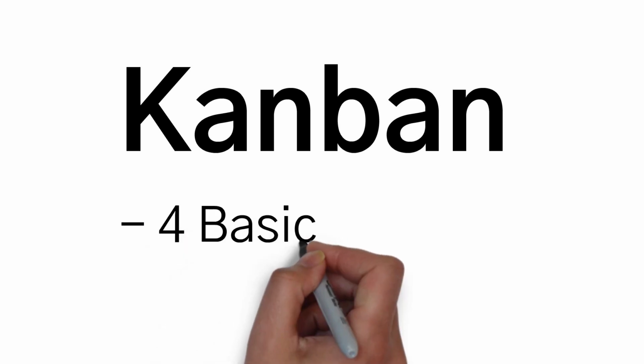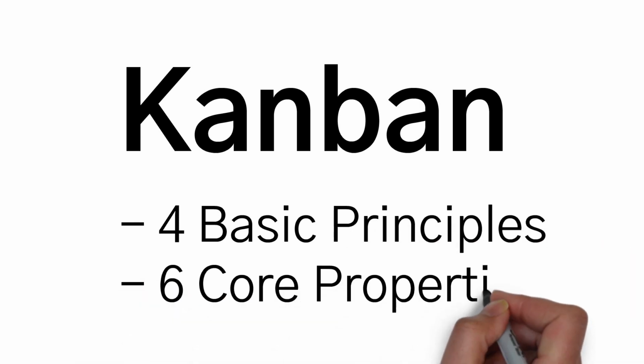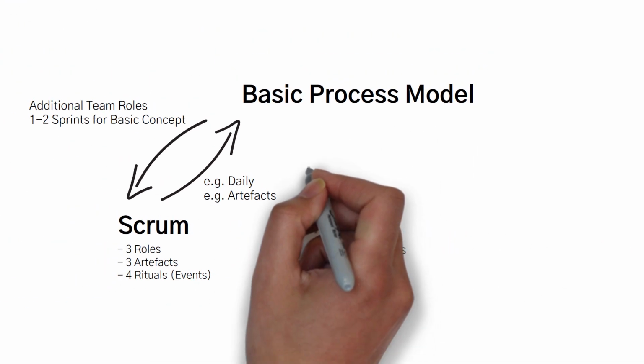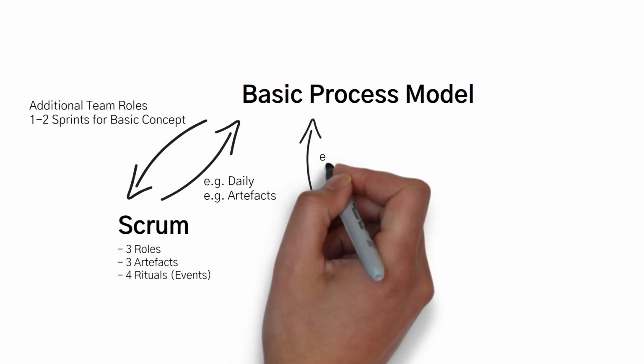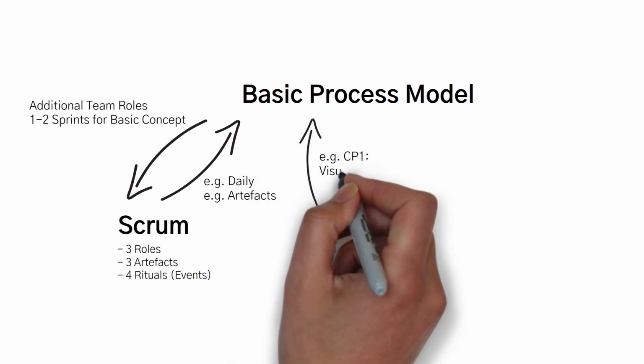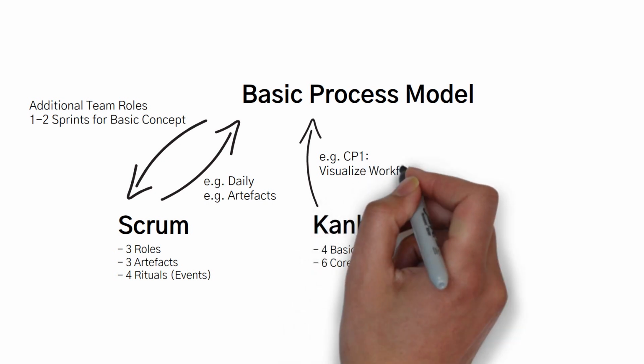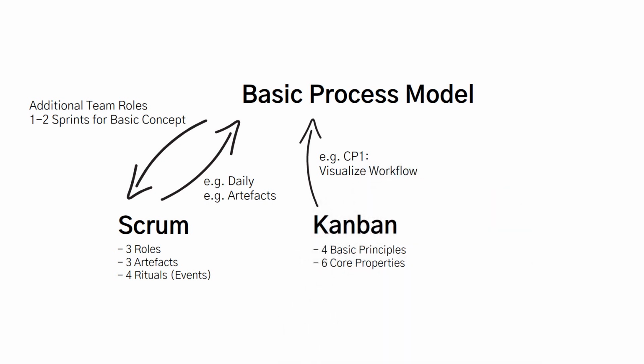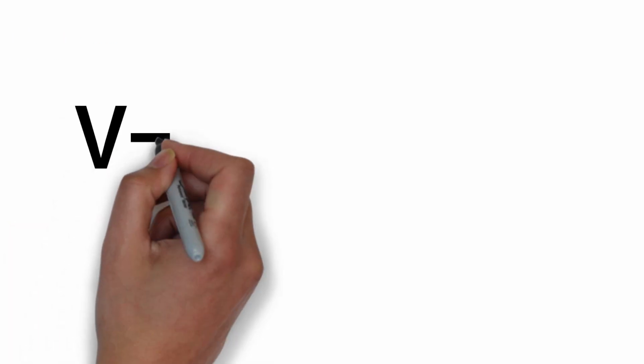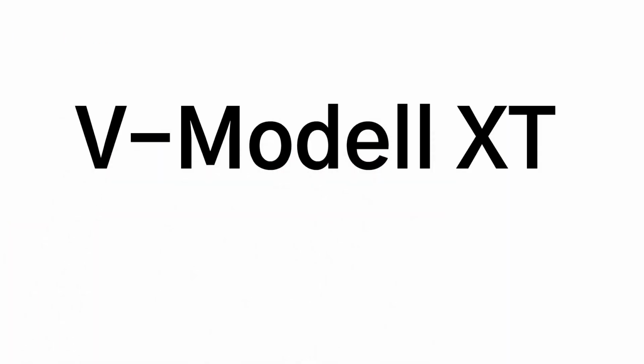Kanban originates from the manufacturing industry and aims to optimize the flow in the production process. For some time now, Kanban is also very popular as a management method in software development. The 4 basic principles and 6 core practices of Kanban are either already inherent in the basic process model, or as in the example visualization of the workflow, Kanban boards mean target-oriented concretizations. We can also recommend Kanban for many project contexts, especially since it is somewhat more lightweight and less rigid than Scrum. The V model is a process model for IT development projects in the Federal Republic of Germany.